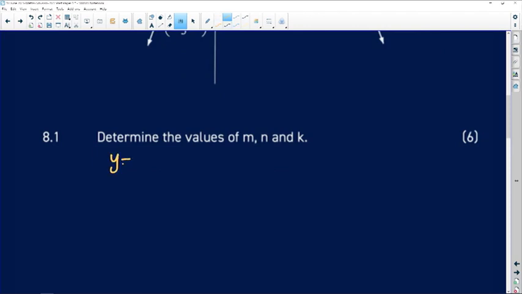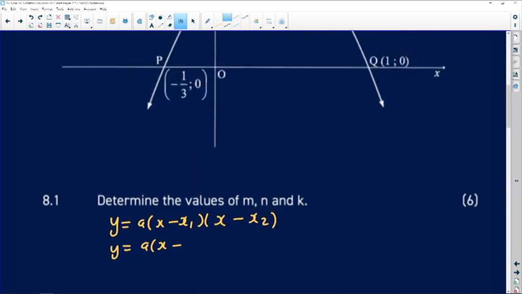Now, what's the algorithm for finding the equation of a parabola that has x-intercepts? We always go y is a into (x take away x1) and then (x take away x2). So we've got y is a into (x take away a third). So one of the x-intercepts is -1/3. If you take away a negative, it's as good as adding a third. And on the other one, it's going to be (x minus 1), because the other x-intercept is 1. So x1 and x2 are the x-intercepts.